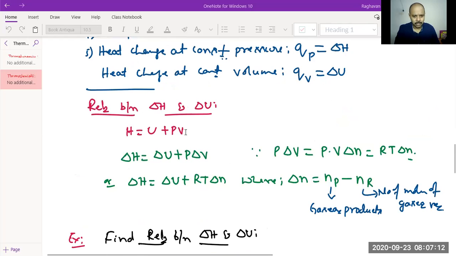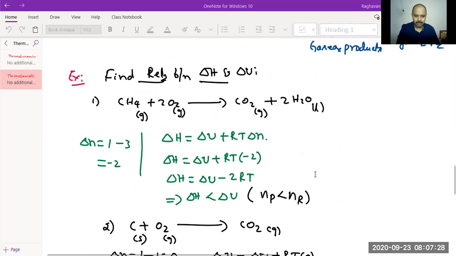So then comes the relation between delta H and delta U. From H is equal to U plus PV, you can derive delta H is equal to delta U plus P delta V or plus RT delta n. What is delta n? It is the number of moles of gaseous products minus the number of moles of gaseous reactants.